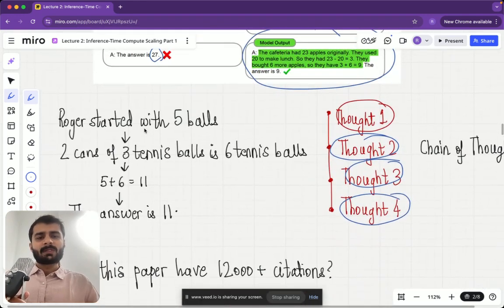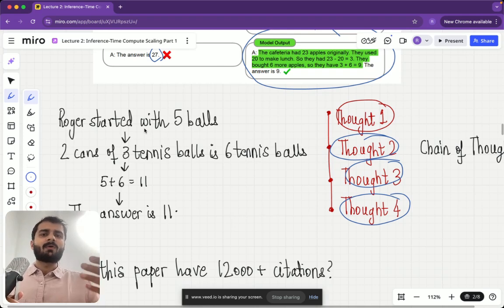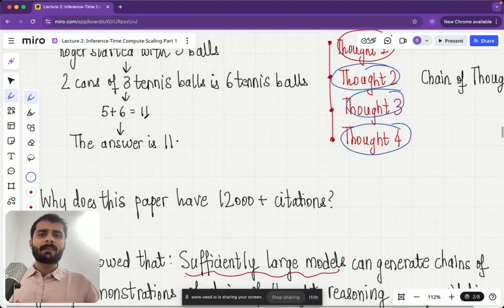Now, it turns out that this paper has 12,000 plus citations. So far, what this paper has taught us is that introducing chain of thought in the input output prompts helps the model to reason well for complex reasoning tasks, right? But then, how come so many citations? 12,000 is a huge number, right? Are we really understanding the importance of this paper?